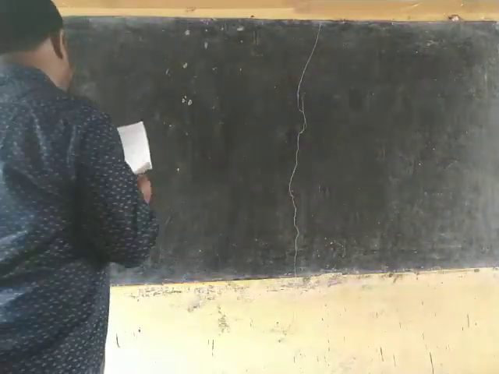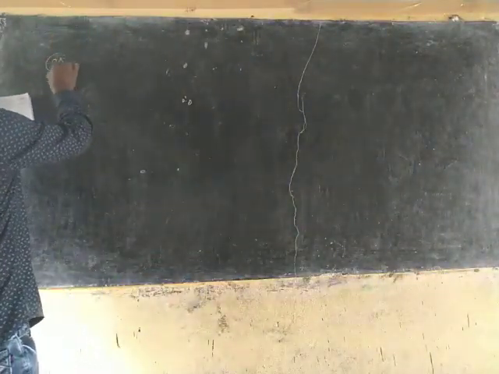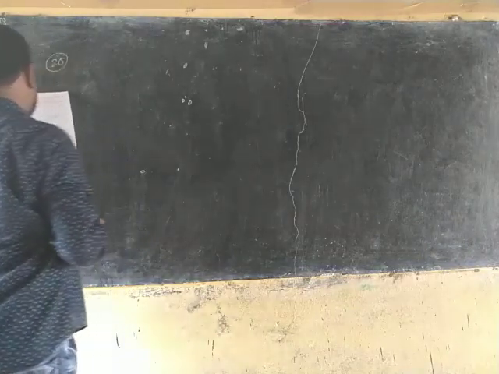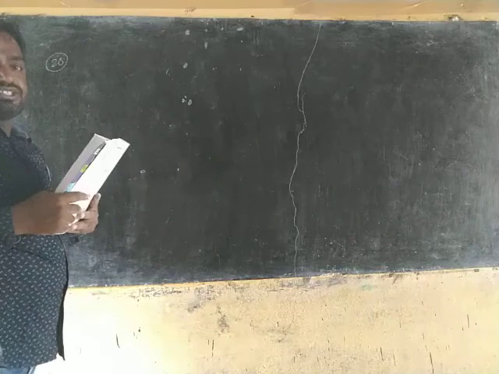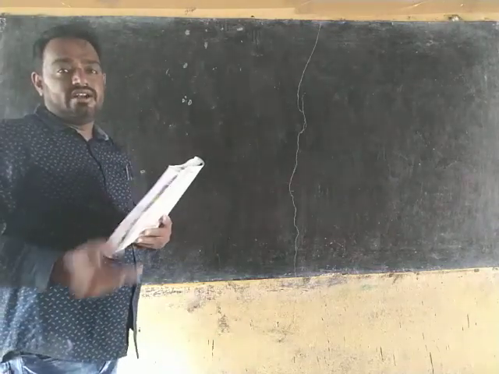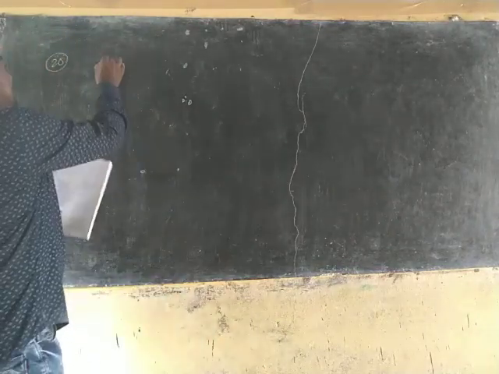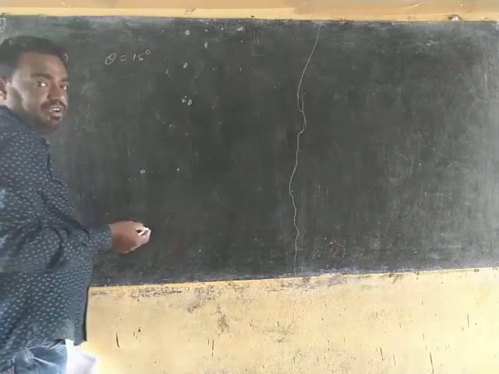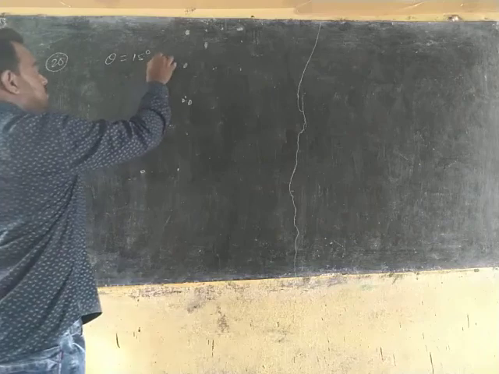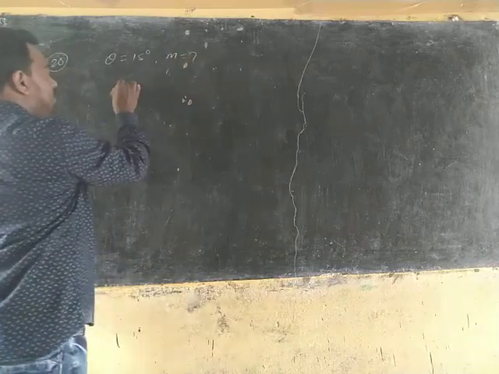Next, 28th question. The inclination of the line is 15 degrees. Its slope, inclination denoted by theta. So theta is equal to what they have given? 15 degrees. What we need to find? M is equal to, we need to find.